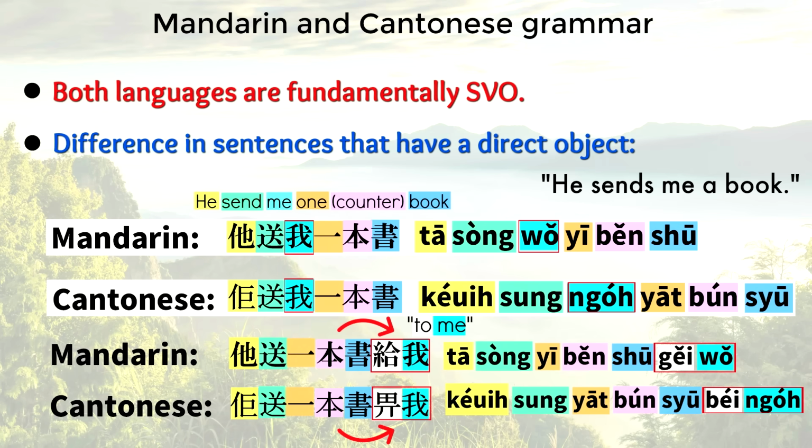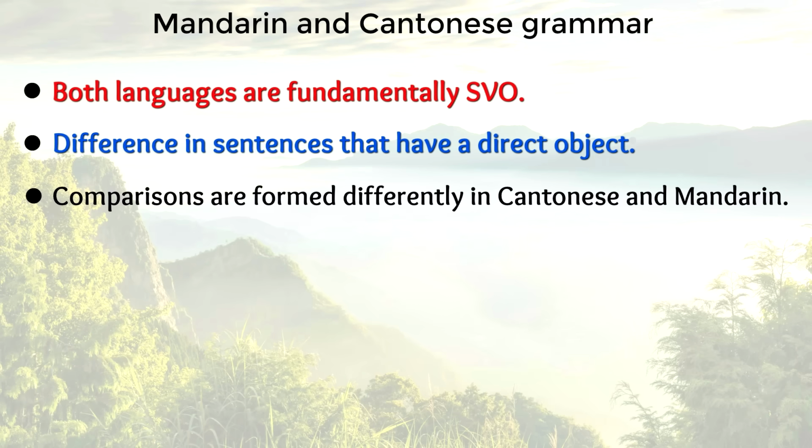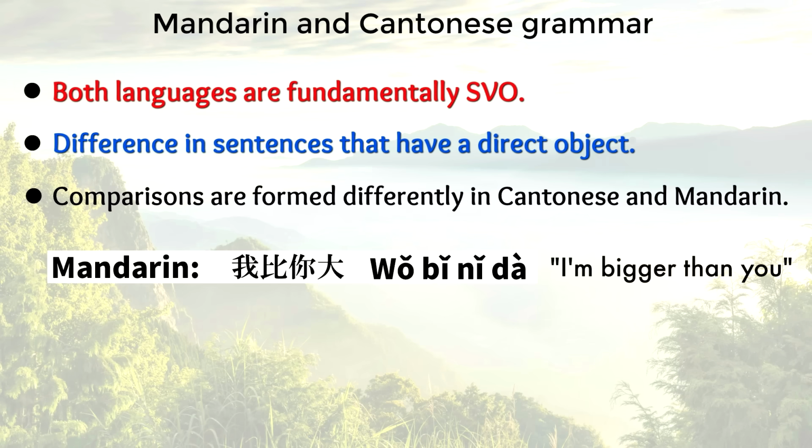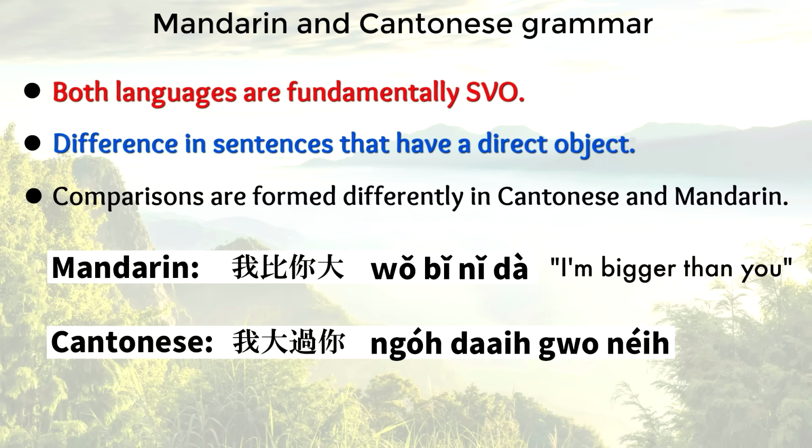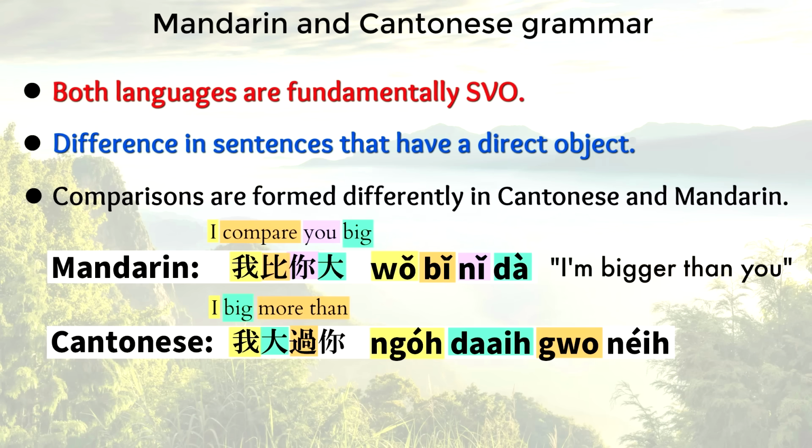In both languages, the indirect object could go after the direct object, but another word functioning like a preposition meaning to would be necessary. Another difference is the way that comparisons are formed in Mandarin and Cantonese. Here's a sentence meaning I'm bigger than you. In Mandarin, you'd say 我比你大 while in Cantonese you'd say 我大過你. Word for word, the Mandarin sentence is I compare you big. Or you could think of it as I compared to you am big. The Cantonese sentence translates as I, big, more than you.